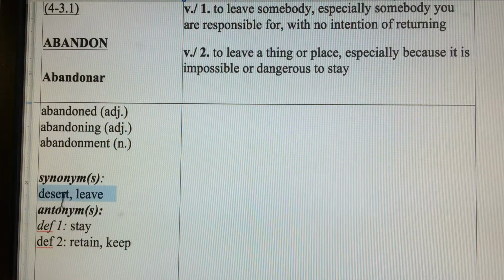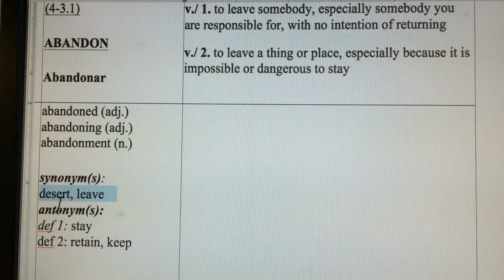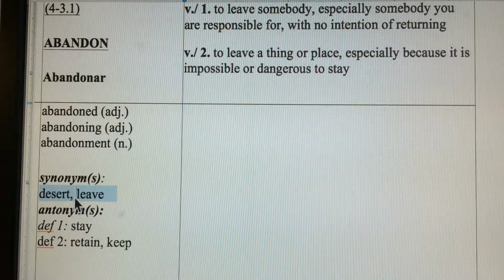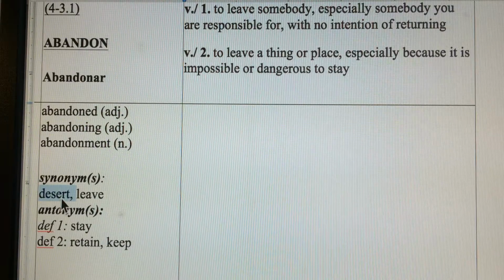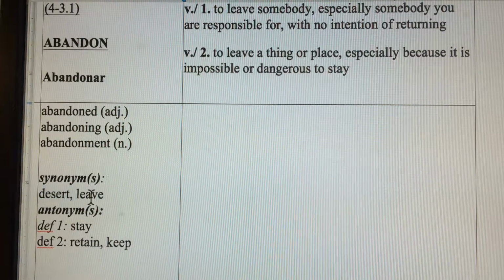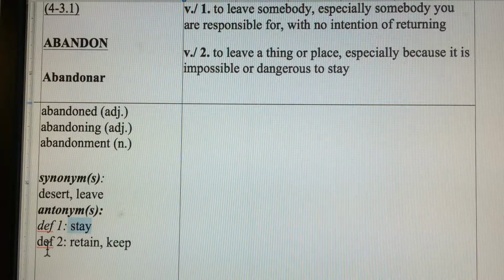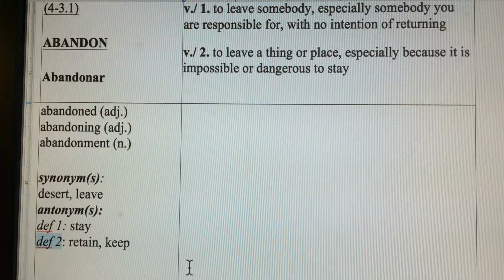Your synonyms are to desert, and this is not the noun, where people live in a dry area that's called a desert, even though it's spelled the same. This is the verb desert, with the stress on the second syllable, desert. It sounds like dessert, like cake or pie, but this is a verb. And leave, but this is, again, leave without coming back. Your antonyms are to stay, or for definition 2, to retain, or to keep.